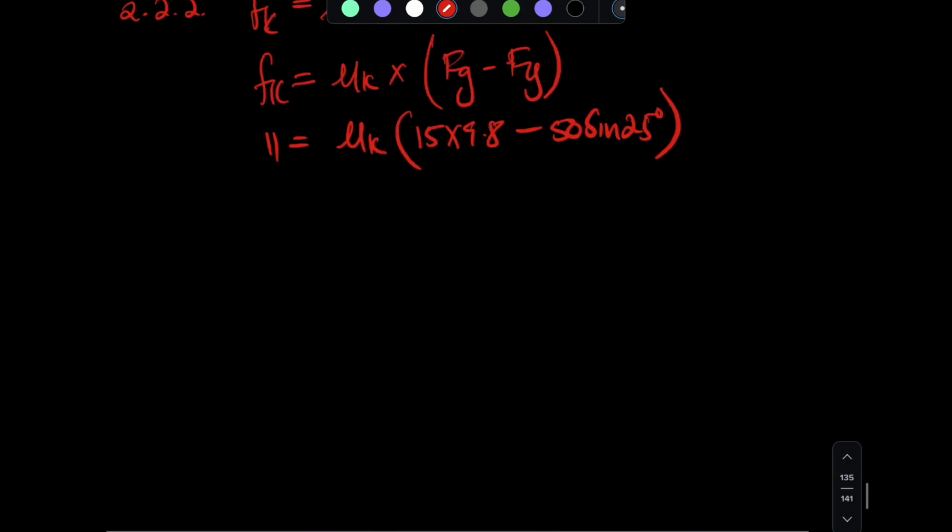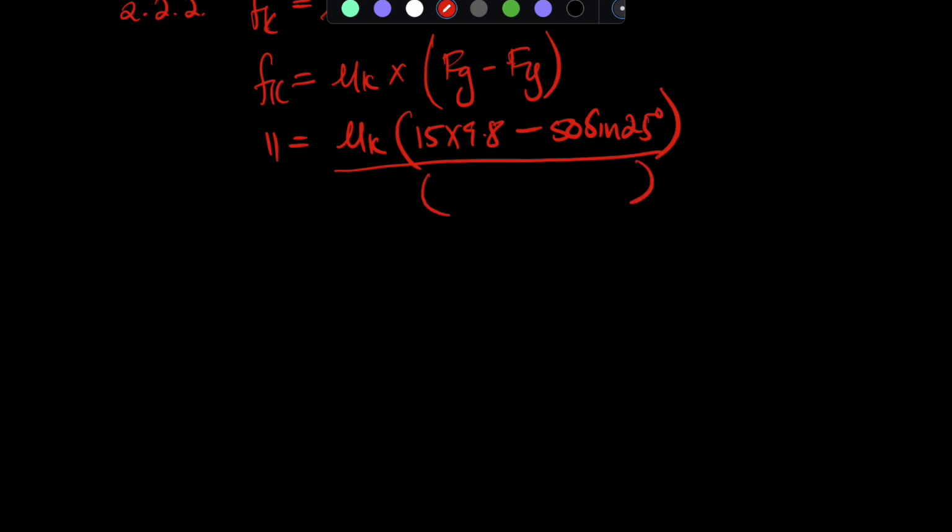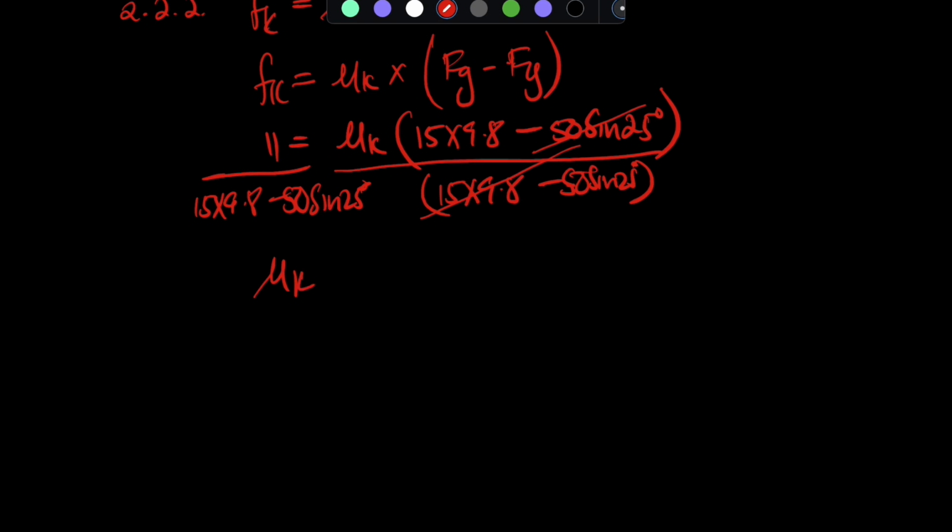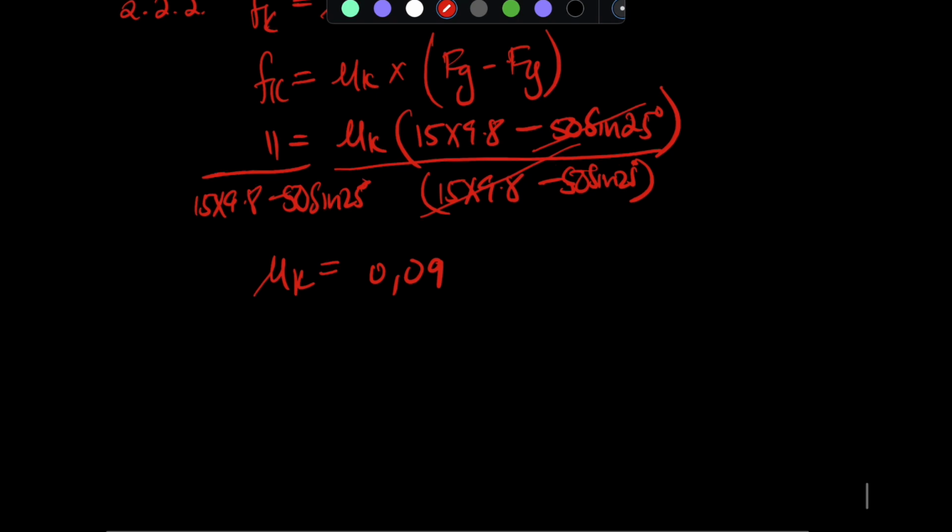And then we divide both sides by this. It's going to be 15 times 9.8 minus 50 sine 25 degrees. And then the mu k, when you punch that in the calculator, you have 0.09 with no units, right?